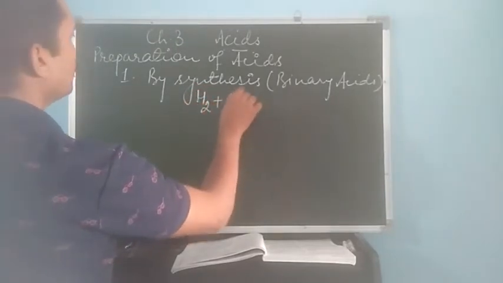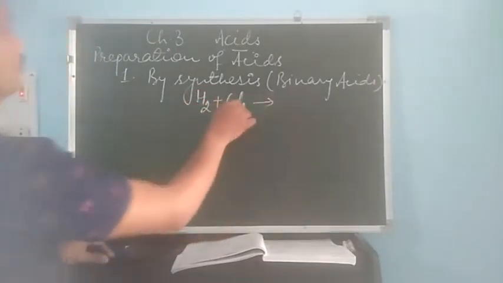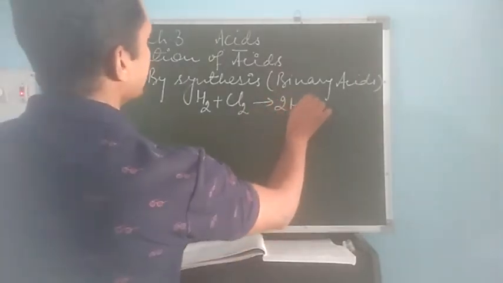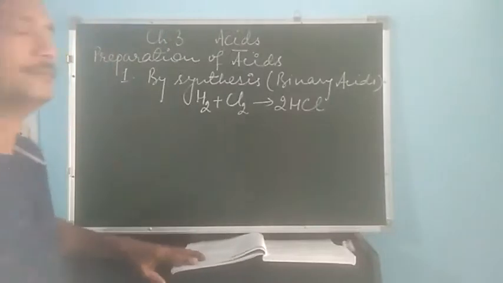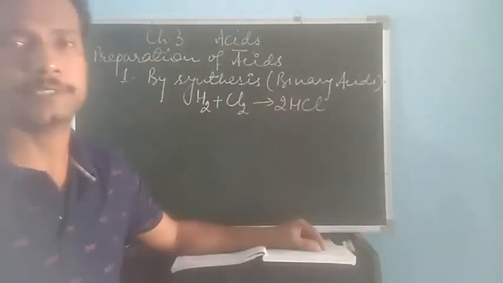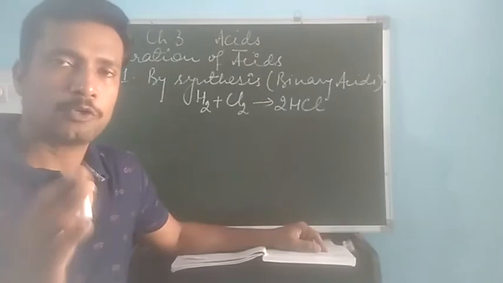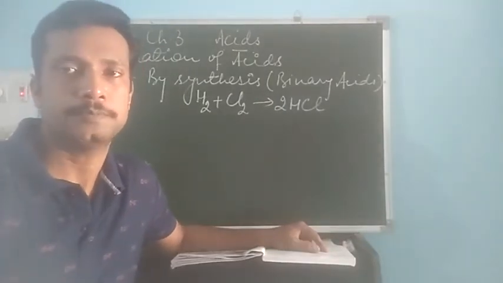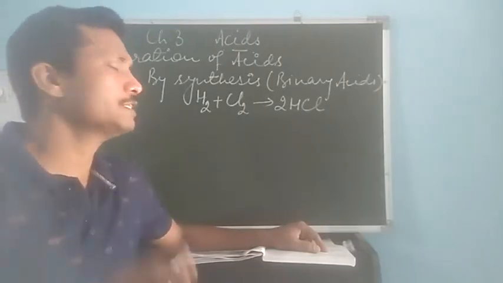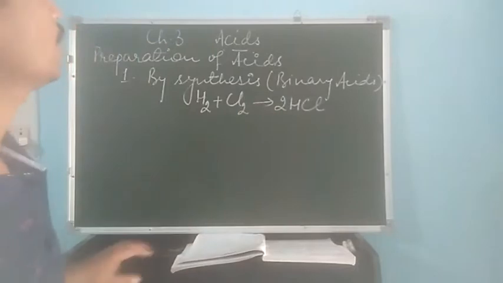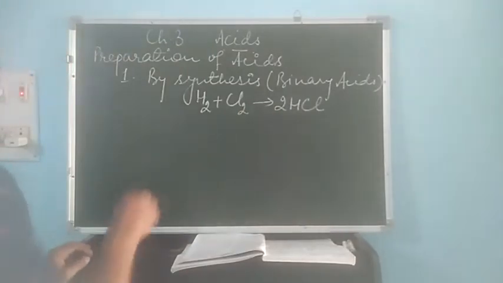When we take two elements like hydrogen and chlorine, it will give hydrochloric acid, HCl. Now you can see this is an acid which contains two elements, and out of these elements hydrogen is essential to be present. In all the acids it is necessary for hydrogen to be present. So we have this as one of the binary acids.